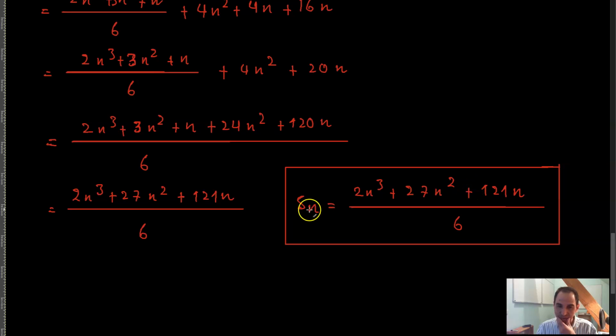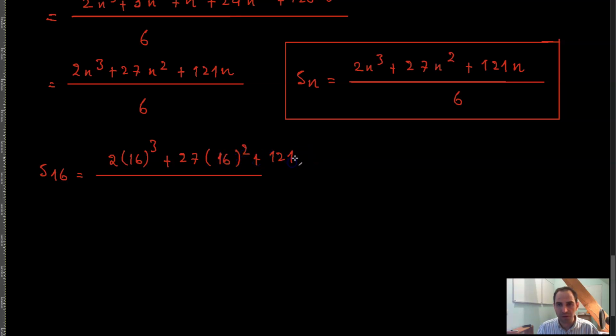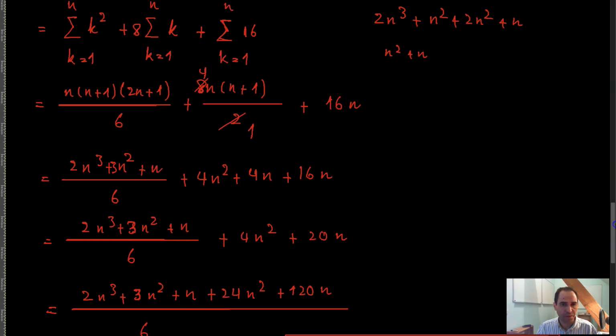Now if I put n is equal to 16, let's see if that actually works. Now S(16) is equal to (2 times 16 raised to the third power plus 27 times 16 to the second power plus 121 times 16) divided by 6. Well, this is not easy to calculate. I think we should have left all of these.